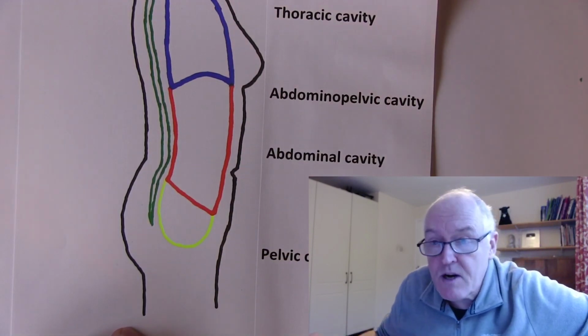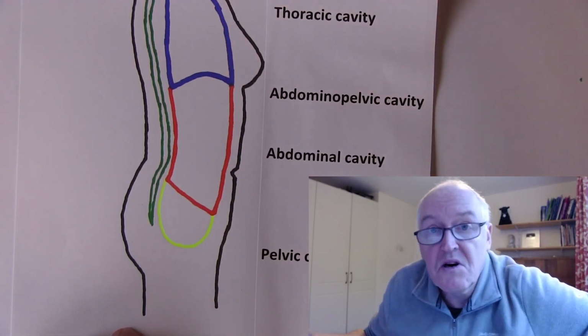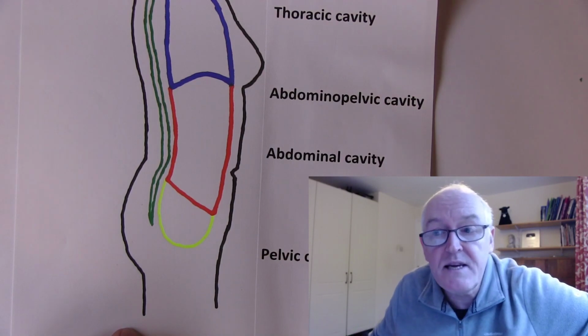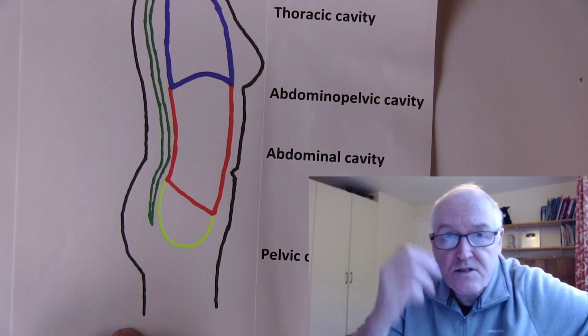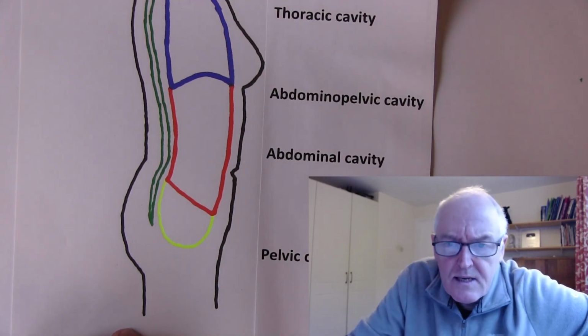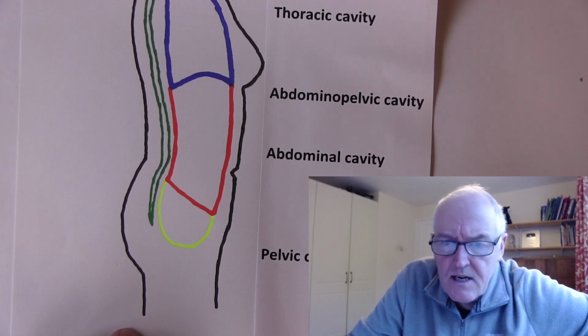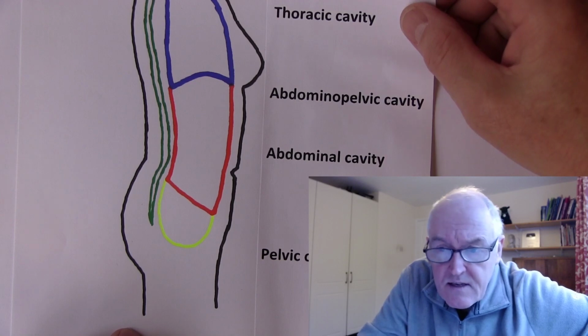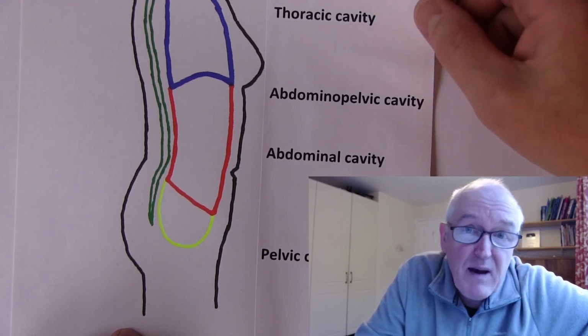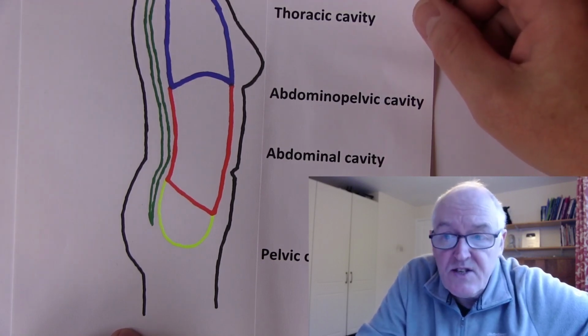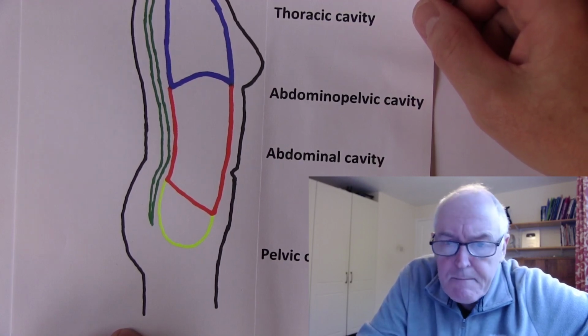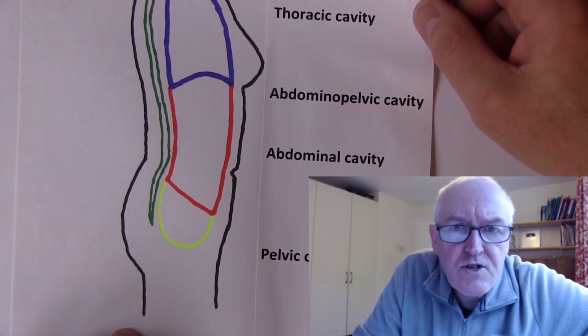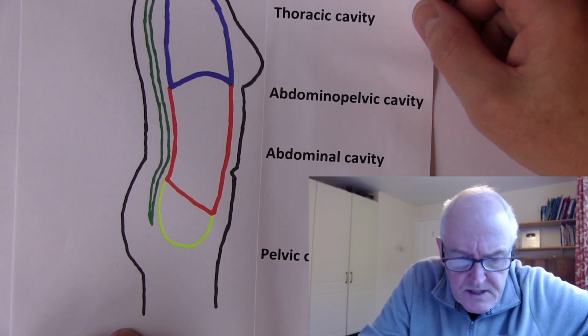Now, the abdominal cavity is going to contain the stomach, the liver, the spleen, the gallbladder, the small intestine, most of the colon and the large intestine as well. And further down, the pelvis is going to contain the bladder, as we've said, part of the large intestine, the anus, but also mostly the reproductive organs are going to be in the pelvis.